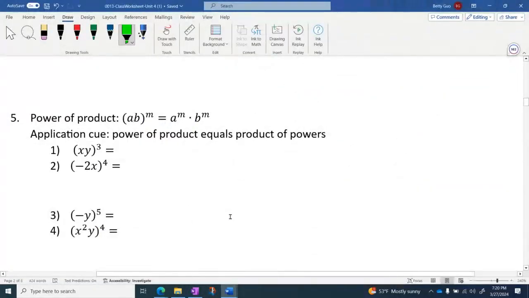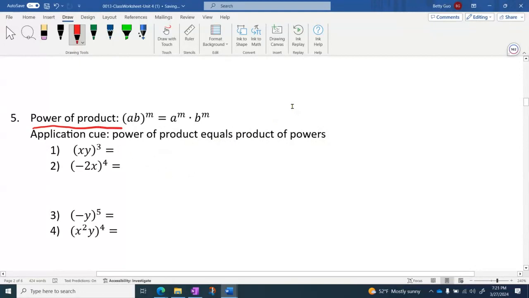So the next formula is called the power of a product. The name of the formula explains the structure of the formula. Power of a product. And the application cue is also pretty catchy, this kind of rhyme, and easy to memorize: power of a product equals the product of powers.